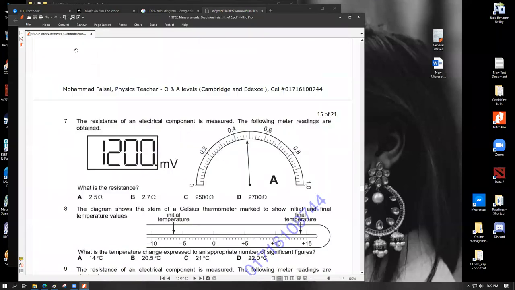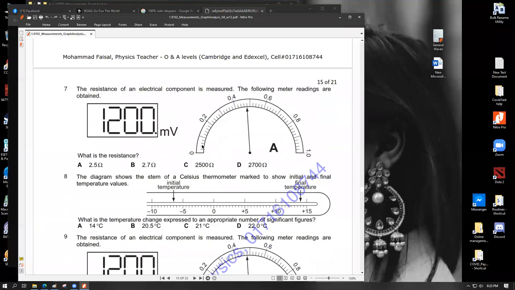Seven. Now, seven will say the resistance of an electrical conductor component is measured. The following meter readings are obtained.